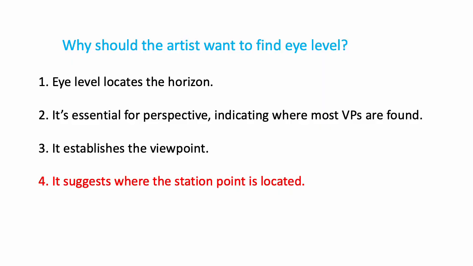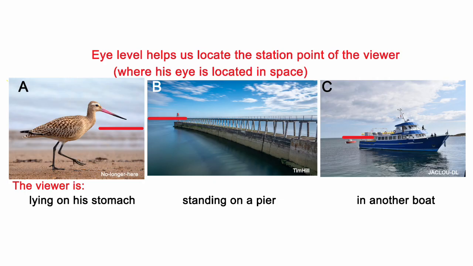Why should the artist care about eye level? It locates the horizon. It locates where most vanishing points are located. As I just showed you, it shows us the viewpoint. And now I'll show you that it also tells us where the station point or the eye is located. In this first image, we see a faint horizon here, so we know the viewer is lying on his stomach taking this picture. If he were standing, this bird would have to be huge.